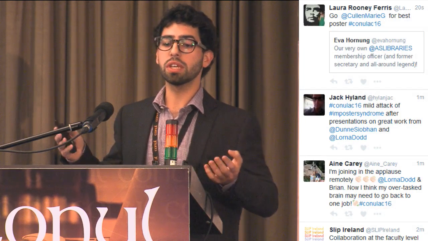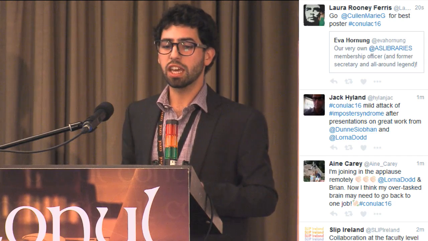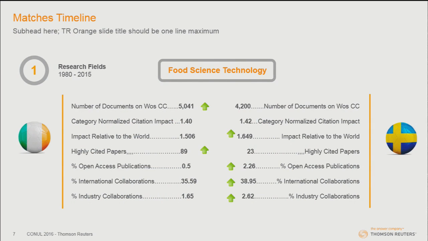So we have something called the category normalized citation impact, which is slightly the same. The impact relative to the world is slightly higher in Sweden. The open access publications is much higher in Sweden, etc. But this is quite a broad analysis, because we're looking at all the papers produced since 1980 until last year.